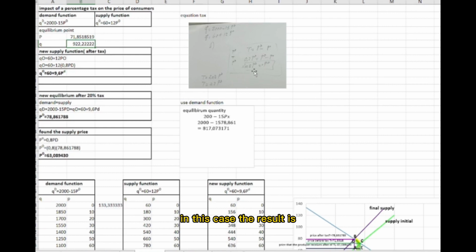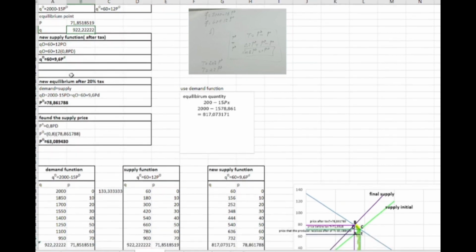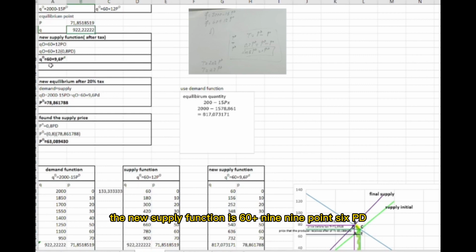In this case, the result is 0.8 price demand equal to price supply. From this equation, a new supply function appears, which is the one with the tax included. The result is the change of the price supply, and the new supply function is 60 plus 9.6 PD.